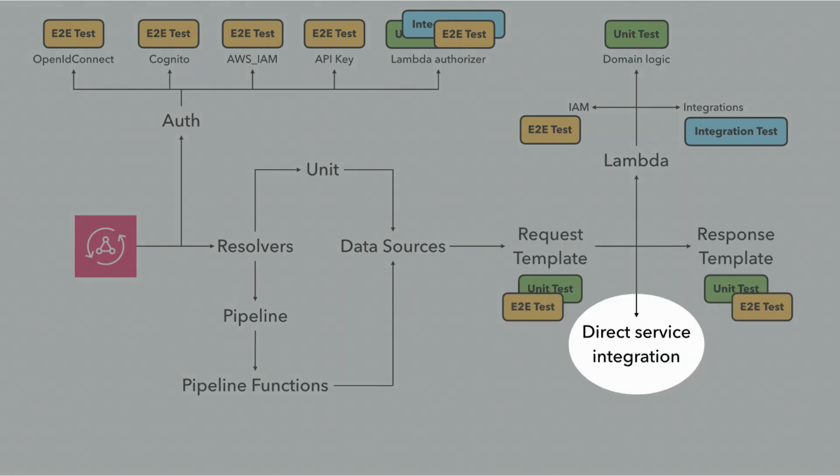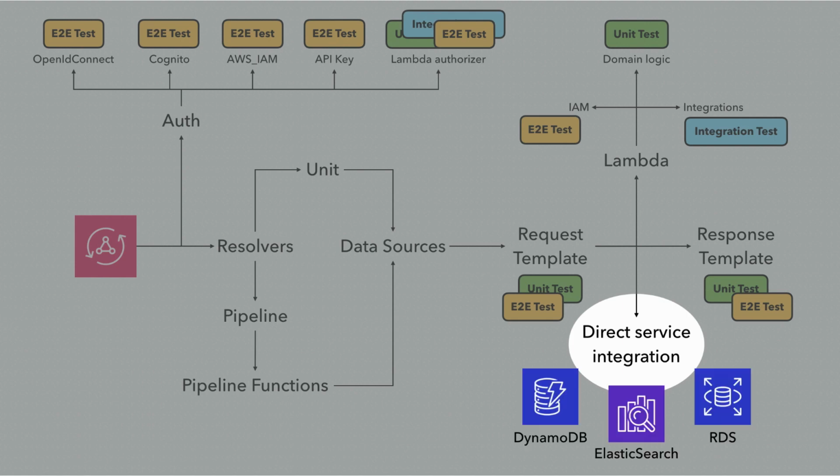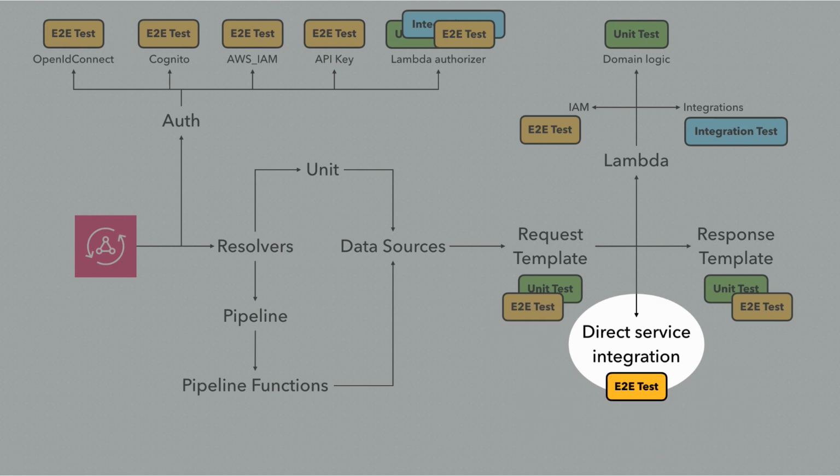And finally, there's the direct service integrations. AppSync supports a number of native integrations to DynamoDB, Amazon Elasticsearch, and Aurora Serverless version 1. But you can also use the HTTP data source to integrate with most of the other AWS services as well, because most of them have a REST API, and when you use the HTTP data source, AppSync would automatically sign the HTTP request using whatever IAM role you have configured for the data source. And you can also use the HTTP data source to integrate with your own microservices and other third-party SaaS applications. And as with API Gateway, these direct integrations are best tested as part of your end-to-end tests.